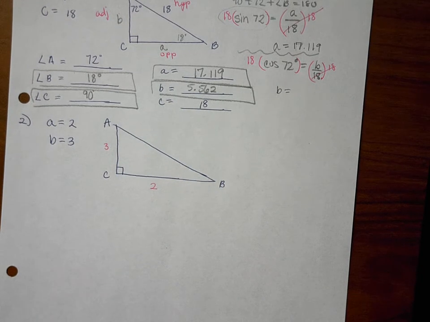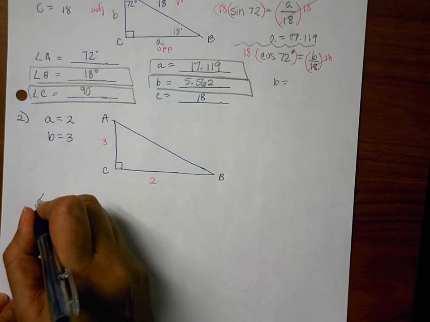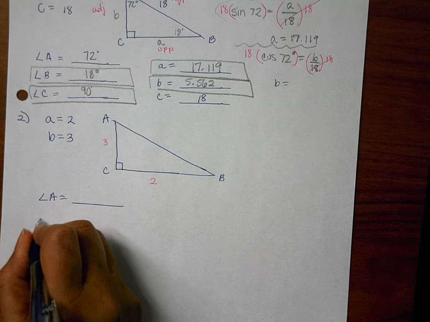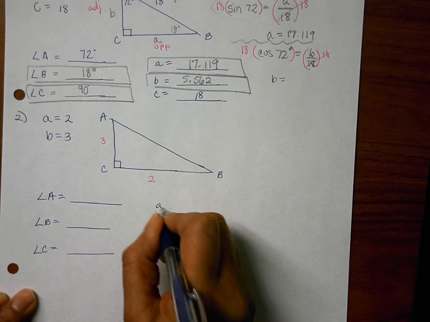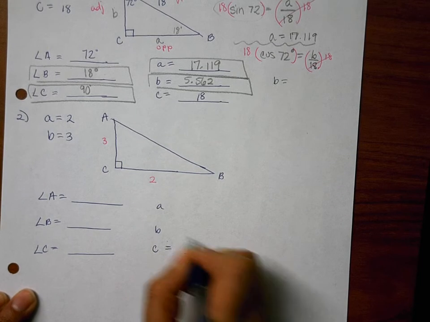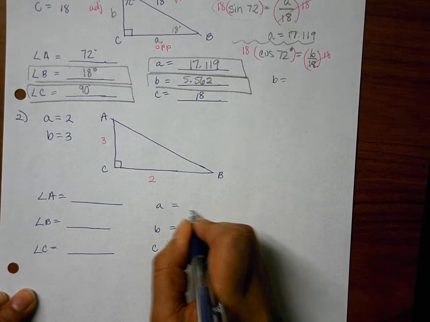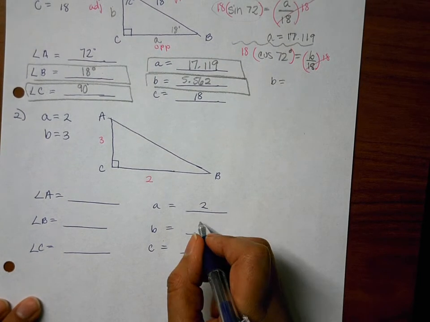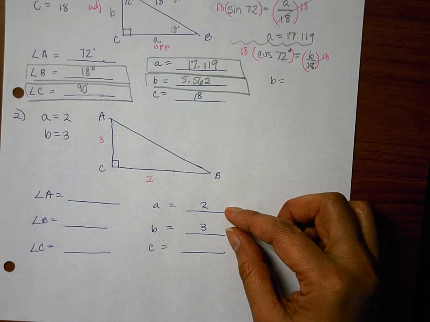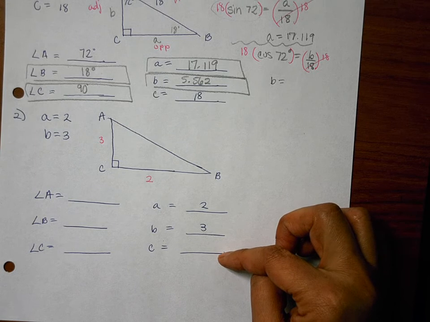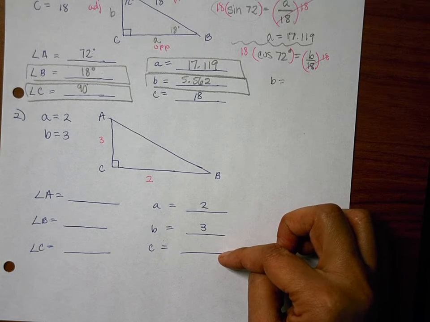Okay, don't forget to do this labeling. Angle A, angle B, angle C, little a, little b, little c. What's the easiest thing to find right now? Anybody know? Why? What can I use? I guess that's what I should have asked. Can I use Pythagorean's theorem on this one? Yes, because I know 2 sides. I can use Pythagorean's theorem to find the third. Is the third side I'm looking for the hypotenuse?